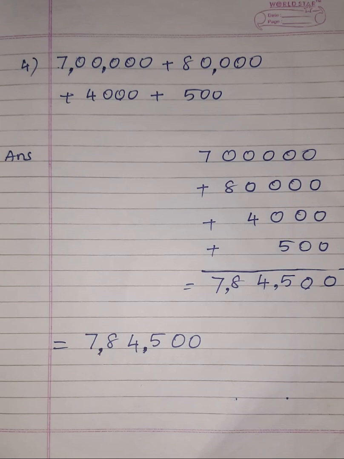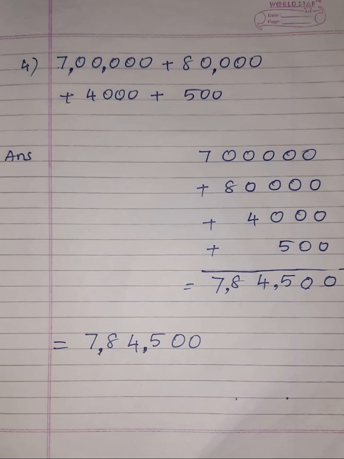Then again in the hundreds place we have 0 plus 0 plus 0 plus 5 is 5. Okay, so we write 5 in the hundreds place. The next is thousands place, we have 0 plus 0 plus 4 is 4. So we write 4 in the thousands place. Then next in 10,000s place we have 0 plus 8. So 0 plus 8 is how much, children? It is 8. So we write 8 in the 10,000s place. Then finally we bring 7 here in the final answer.